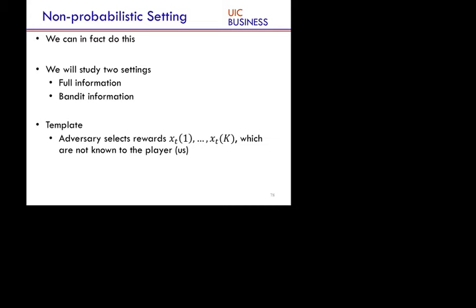So again, the template is now the adversary selects a bunch of rewards. Adversary as in somebody on the other side selects, for a given round, a bunch of numbers. These are the rewards. These are the feedbacks I'm going to give beforehand. In the sense, I choose these feedbacks that I'm going to give.